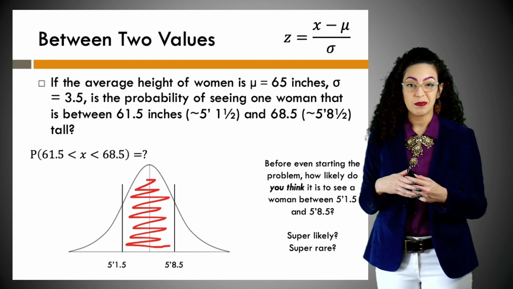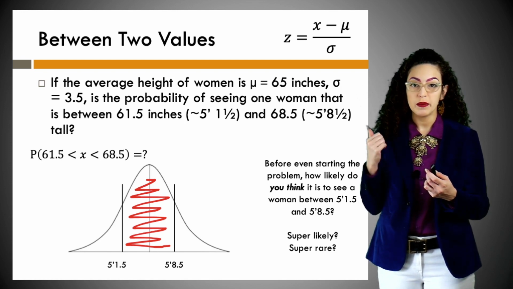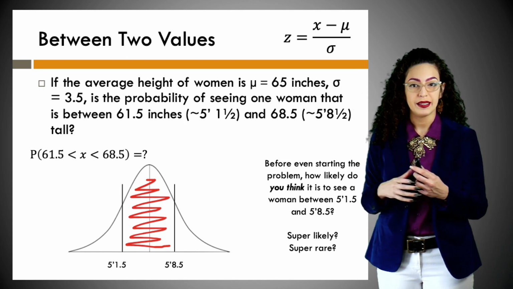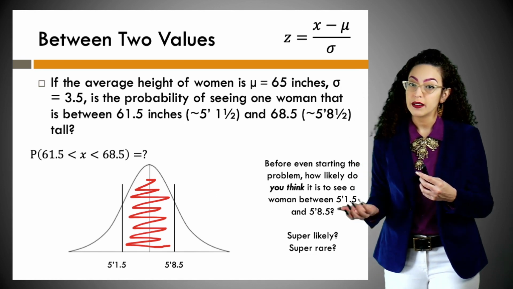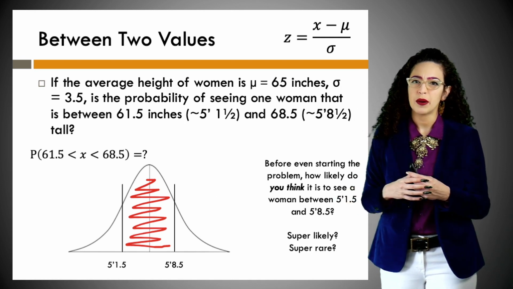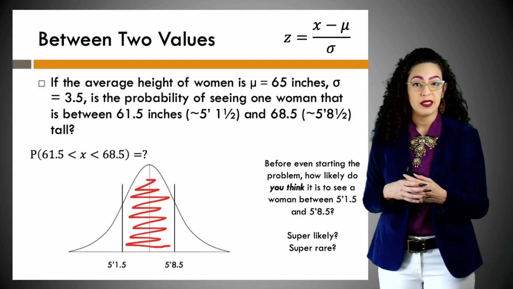In this case, it's probably fairly likely. Most women are going to be around that height. So if you go and do a calculation and you get some really, really low probability, that would give you a clue that maybe you did something wrong.